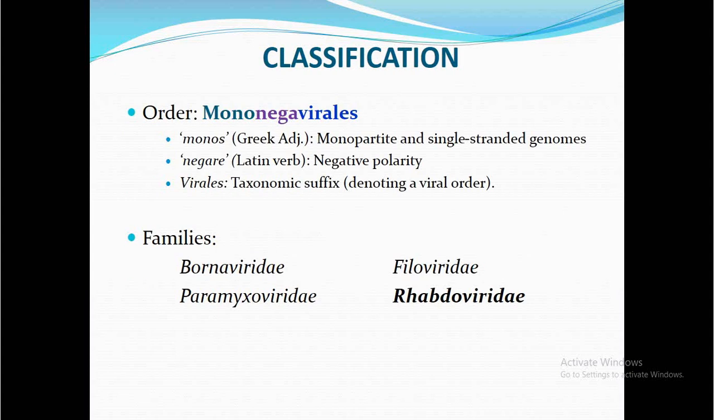The family Rhabdoviridae is classified under the order Mononegavirales. Mono means single, nega means negative sense. These two things are characteristic of the genome of Rhabdoviridae. So the genome of Rhabdoviridae is single-stranded and has negative polarity. Virales is a taxonomic suffix used to denote any viral order. So Mononegavirales has four important families which cause diseases in domesticated animals: Bornaviridae, Filoviridae, Paramyxoviridae and Rhabdoviridae.